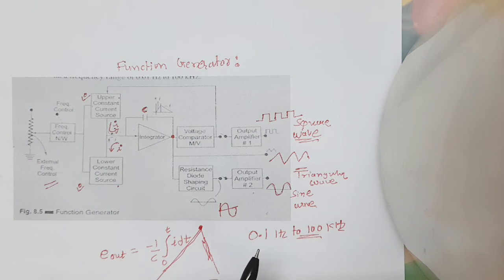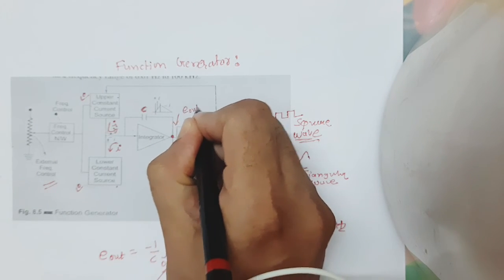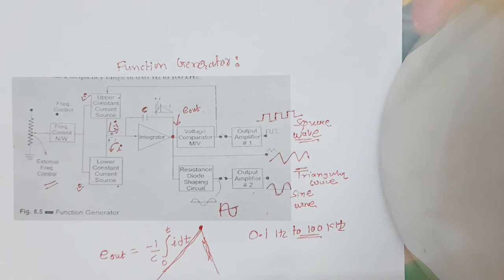The frequency controlled voltage regulates two current sources. The upper current source supplies the constant current to the integrator, whose output voltage increases linearly with time according to the equation of the output signal voltage. So this is our E output, right? This is the equation. Depending upon time changing from 0 to t seconds, the output increases.